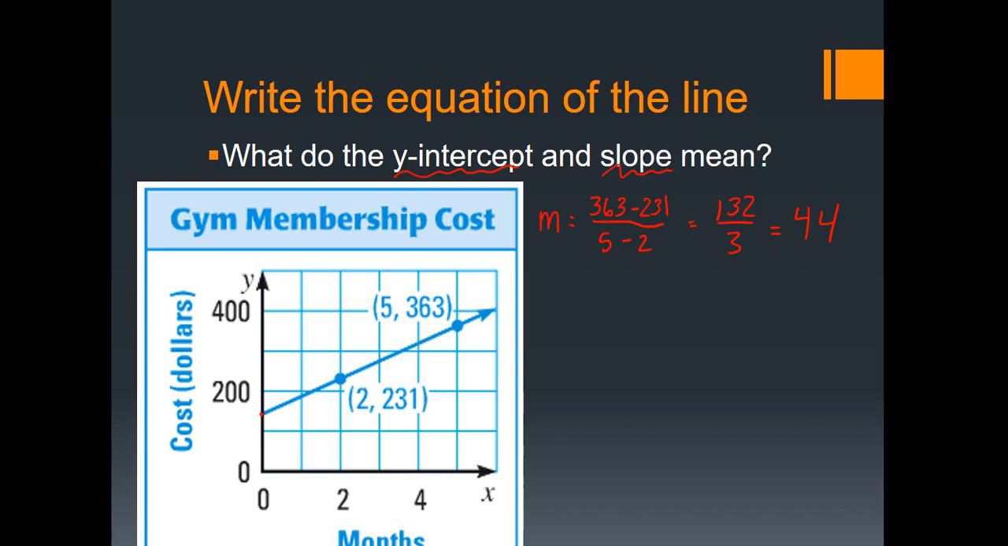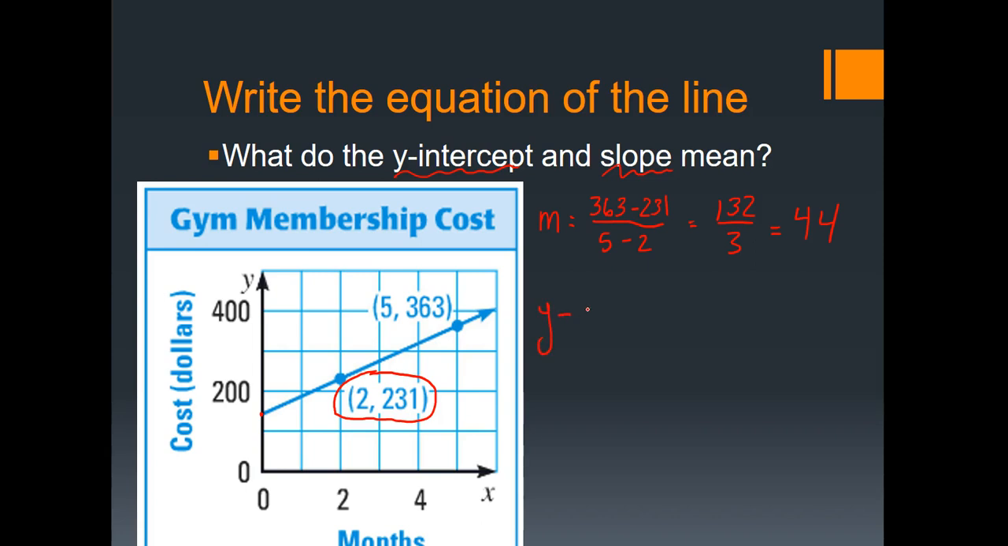So now that I have my slope, I can pick one of my points and write my equation. I'm going to pick this point because it's smaller, but you could pick the other one and get the same thing. So I'm just going to do this with point slope. If you do point intercept or slope intercept, that's fine. Just make sure you get the same answer as me.